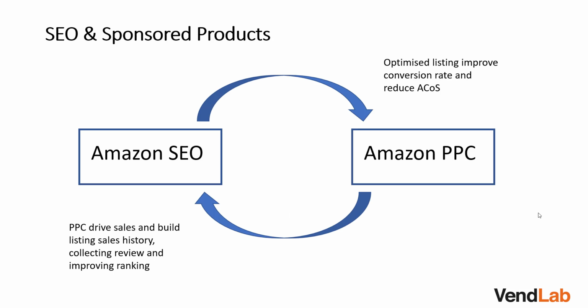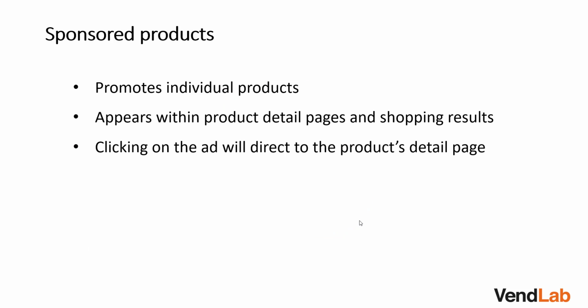This next slide shows the relationship between Amazon paid search and Amazon natural search. Using Amazon paid search will drive traffic to a listing, improve its sales and collect reviews. This in turn will improve the ranking of the listing, because the ranking of an Amazon listing is due to its historical performance. Creating an optimized listing with good photos, good description and rich content will improve the conversion rate of that listing and reduce the advertising cost of sale for Amazon pay-per-click advertising programs. Now let's look at the different programs that Amazon offers.